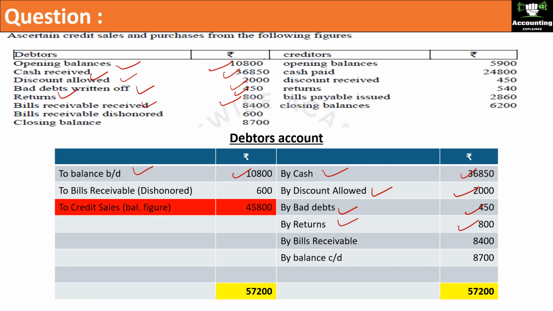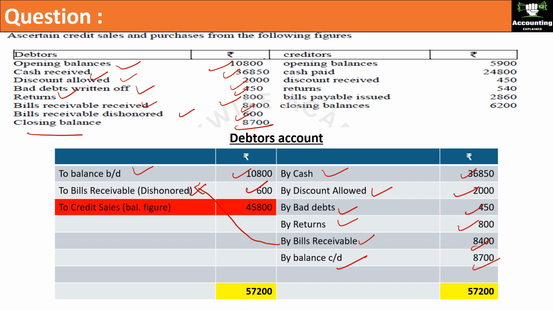Bills receivable received is 8,400, by bills receivable 8,400. Bills receivable dishonored is 600. So the bills receivable gets dishonored, and the entry will be debtors account debit to bills receivable. This is opposite of the bills receivable account. So to bills receivable it is 600. Last one is closing balance of 8,700, by balance carried down 8,700.